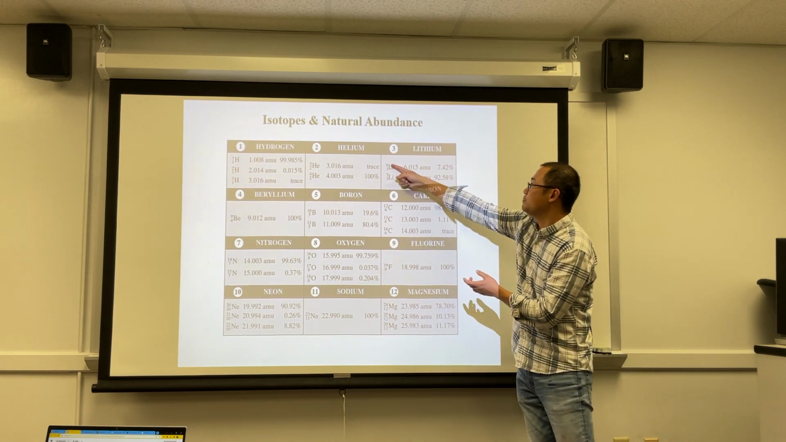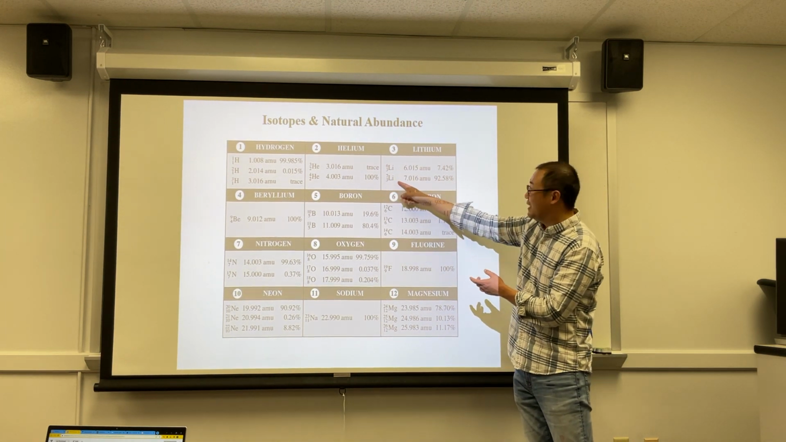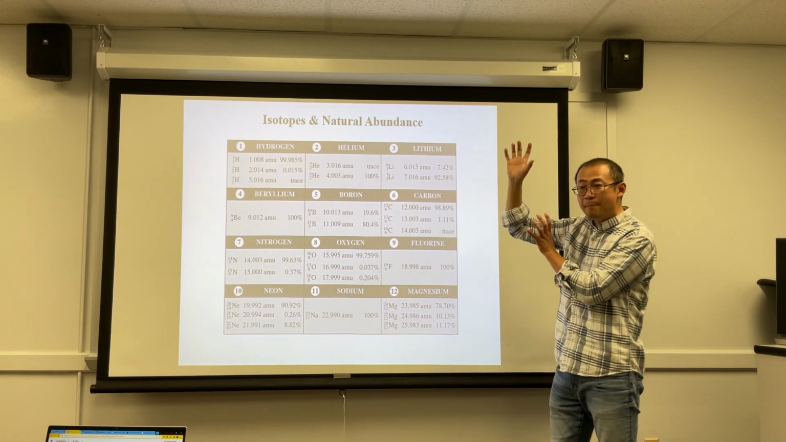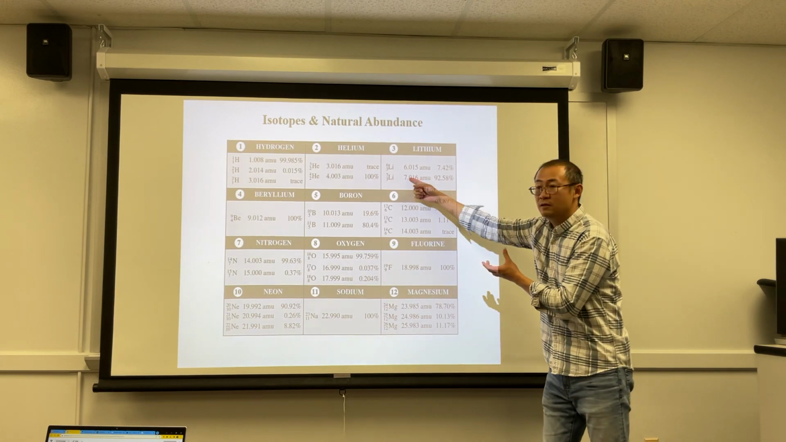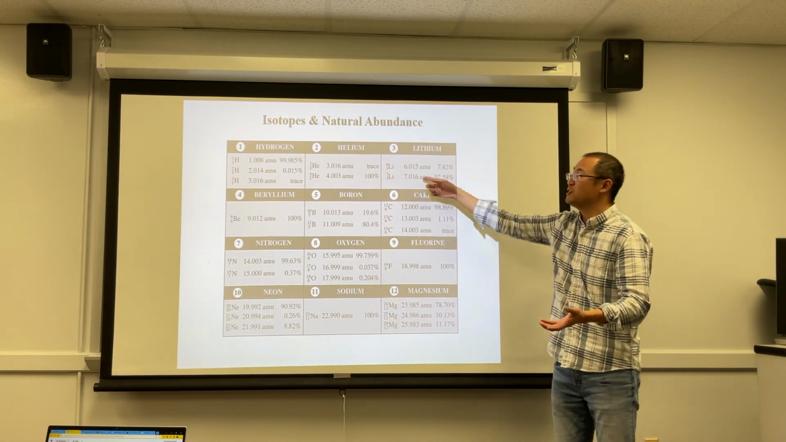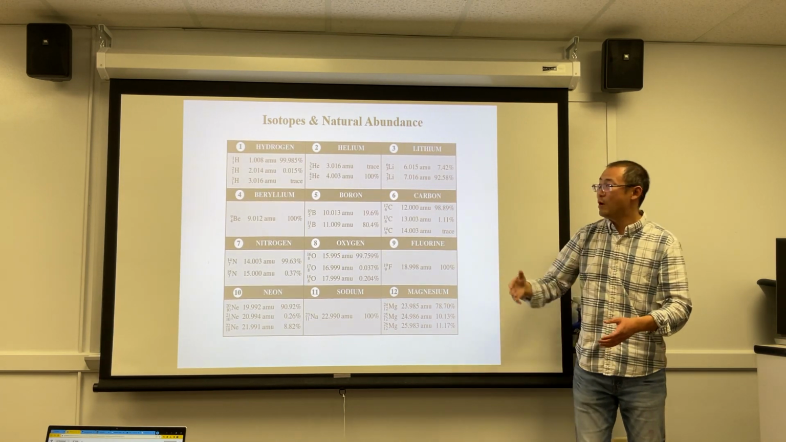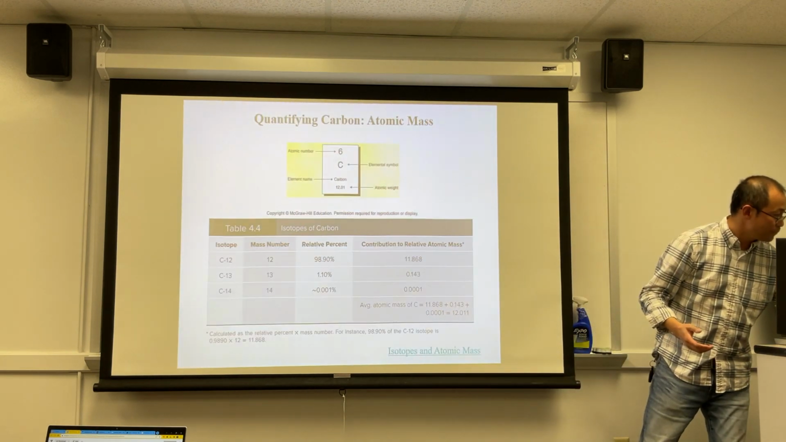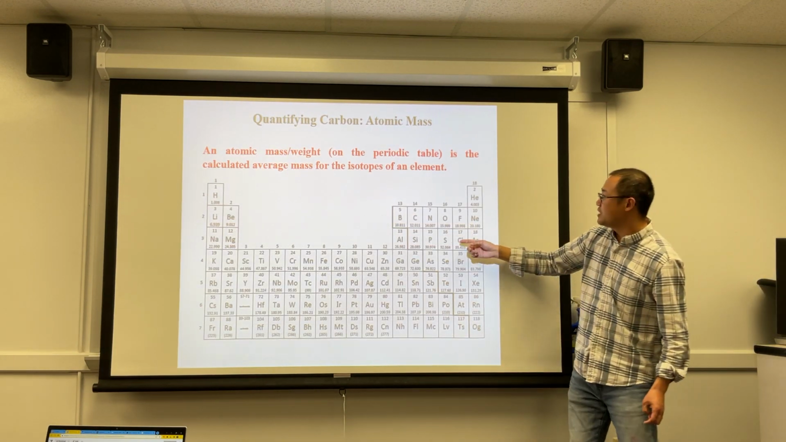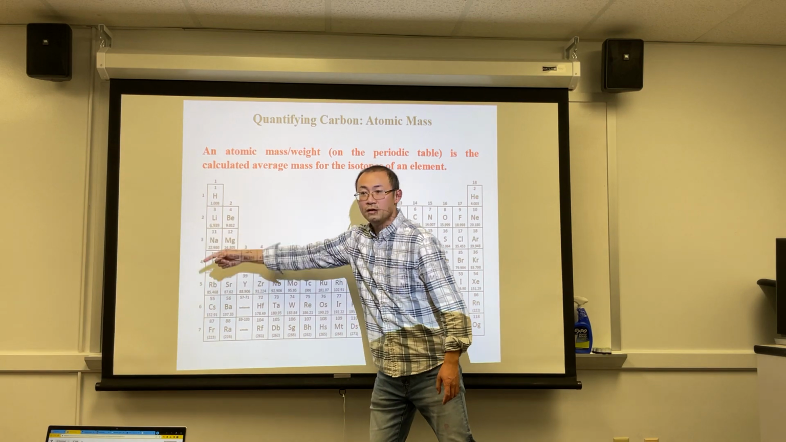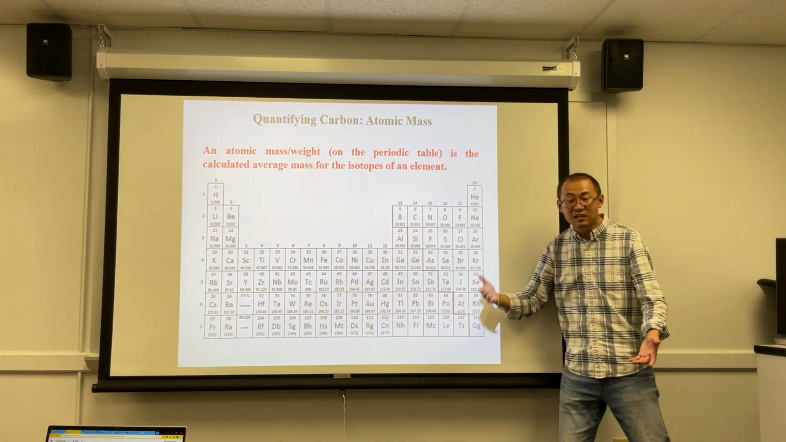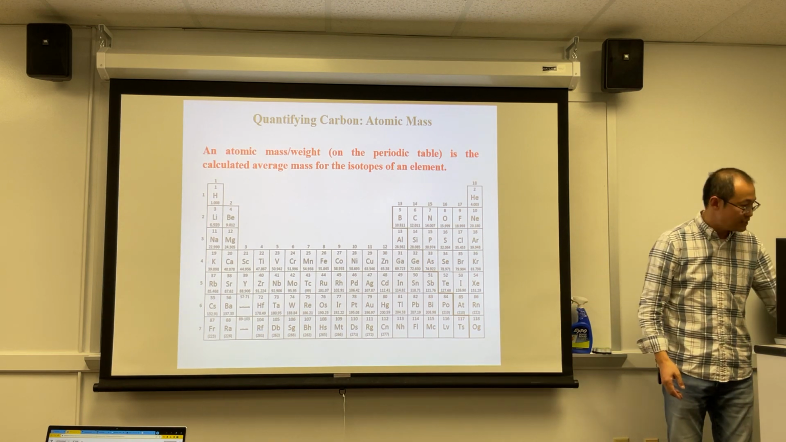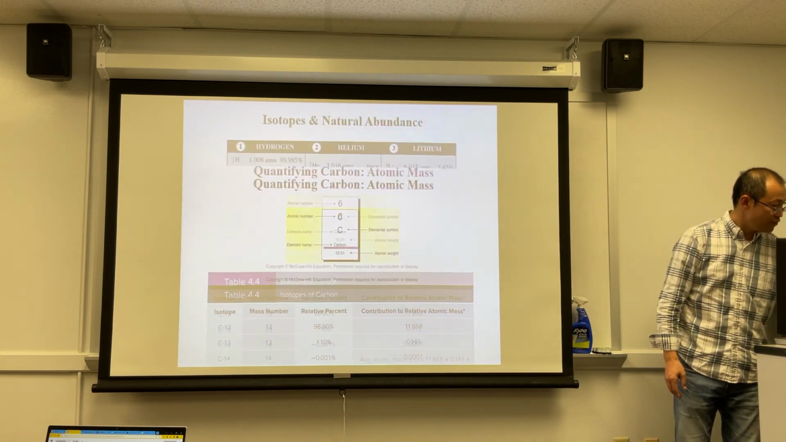If this one contributes more, you can imagine, for example, lithium. Lithium comes with lithium 6 and lithium 7. But lithium 7 is close to 90%. What can you tell about the average? The average will be closer to 7, because this guy contributes more. And that's why if you look at the periodic table, the atomic mass of lithium is close to 7, right? 6.9. Why? Because lithium 7 is almost 92%. Very, very good.